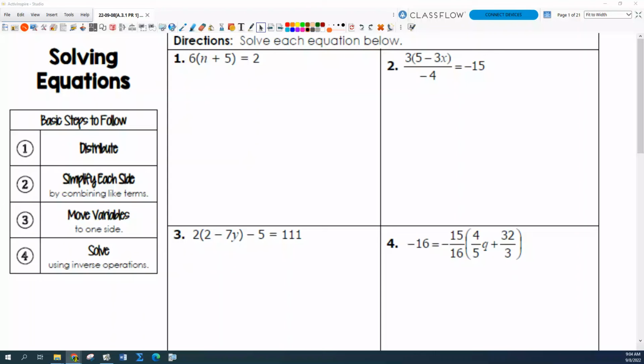So we're going to look at just a review of solving linear equations. Okay, so how do we go about solving linear equations? And this applies to some other equations too. It's not just linear equations, but in this case, we're talking linear equations.